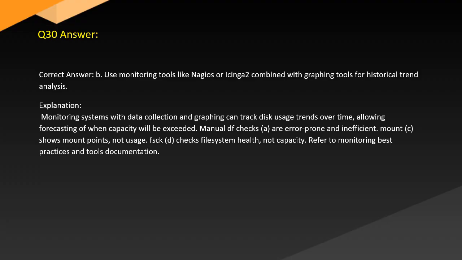Answer. Correct answer: B. Use monitoring tools like Nagios or Icinga combined with graphing tools for historical trend analysis. Explanation. Monitoring systems with data collection and graphing can track disk usage trends over time, allowing forecasting of when capacity will be exceeded. Manual df checks are error-prone and inefficient. Mount, option C, shows mount points, not usage. fsck, option D, checks file system health, not capacity. Refer to monitoring best practices and tools documentation.